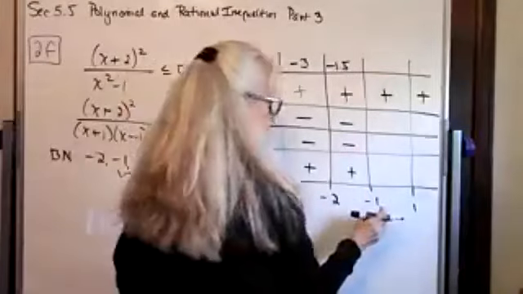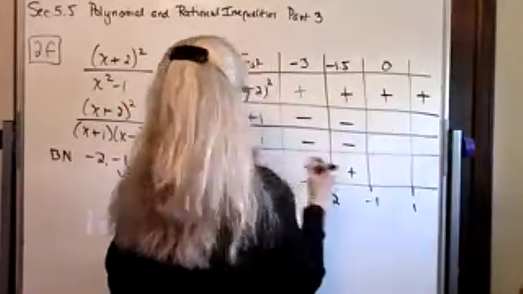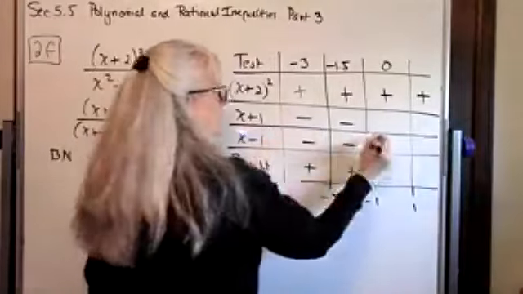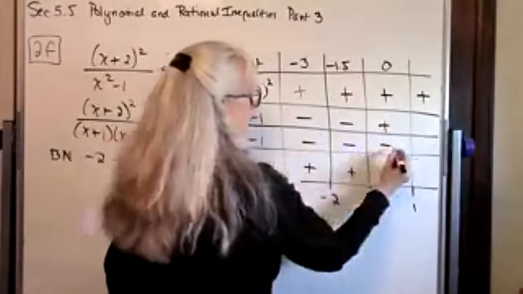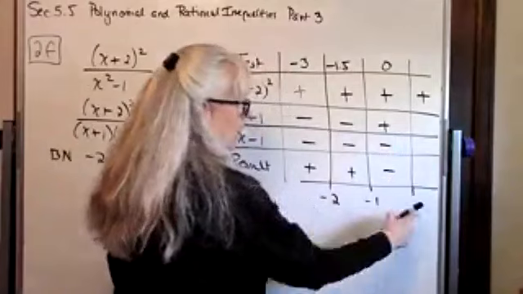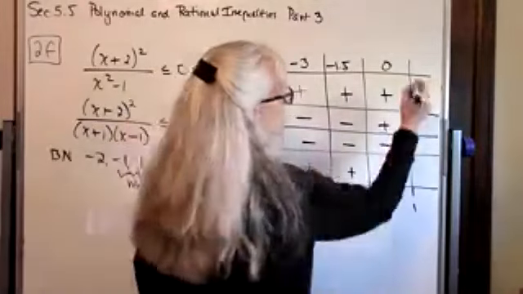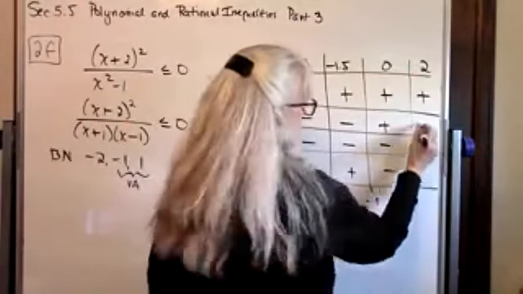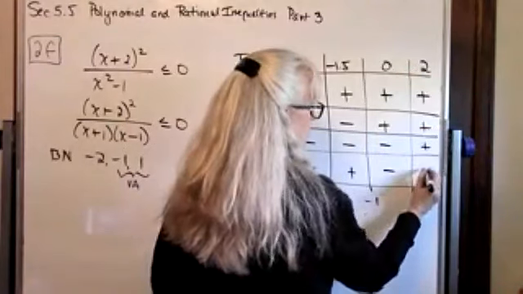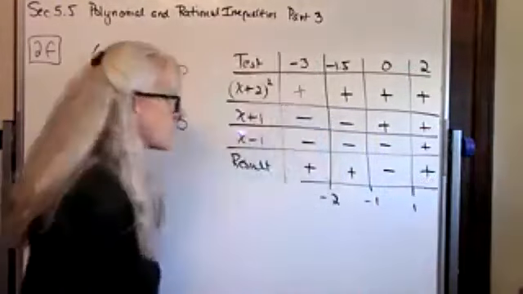Okay, what about between -1 and 1? We'll use a 0. So 0 plus 1 is now positive. 0 minus 1 is still negative. The net result there is a negative. We'll use something larger than 1, like a 2. 2 plus 1 is positive. 2 minus 1 is positive. The net result is a positive. So we've got our sign chart built.